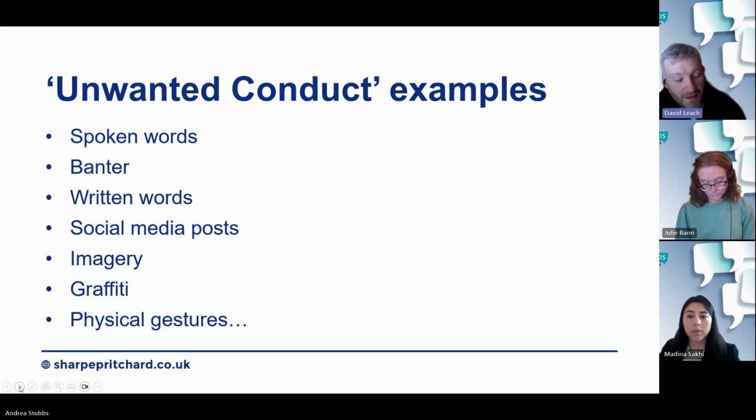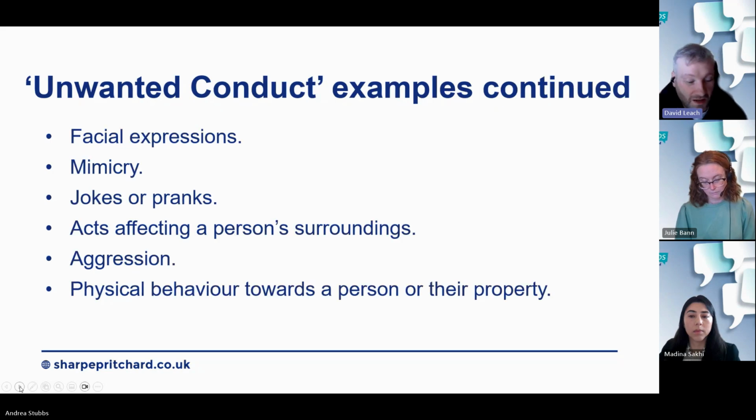And next slide, please. Facial expressions, mimicry, jokes and pranks that affect a person. The list goes on. And like I said, this is a non-exhaustive list, so I feel it's very doom and gloom as to where it can come from and how it can be interpreted by anyone and everyone. So the next slide, please.